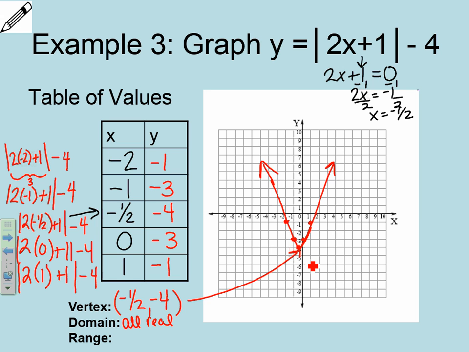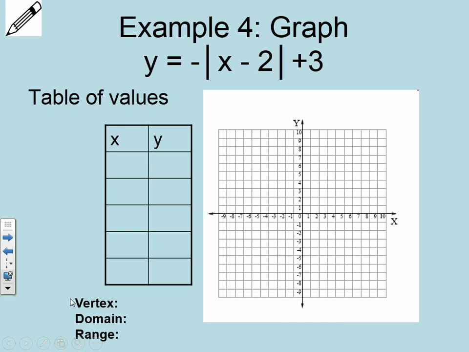Again, you can write it out like this, or use that symbol. And the range is a description of what's happening with the y's. And again, looks like the y's are greater than or equal to -4. -1 to -3 to -4, and then back up. So it looks like the lowest spot there is -4, and everything else is going to be greater than or equal to that spot.